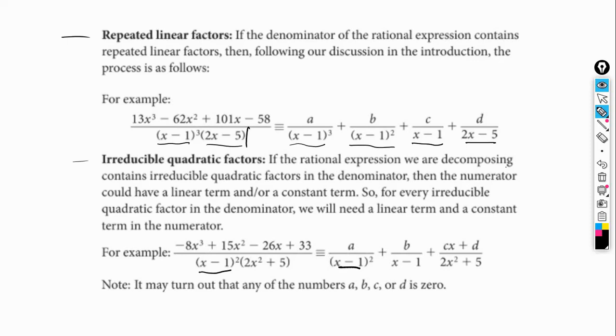We see it here. But in this case, this is irreducible. We cannot reduce this by factoring. So then that would require an expression in the numerator, like this one, that would have a linear factor and a constant term. So this is the linear factor and this is the constant term. So then we would have to solve for A, B, C, and D.